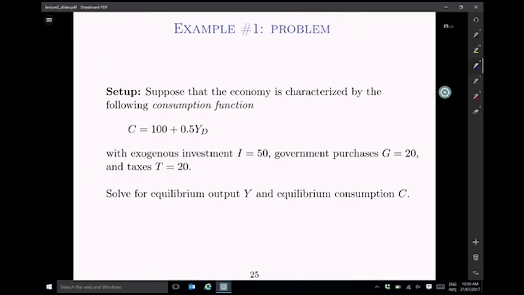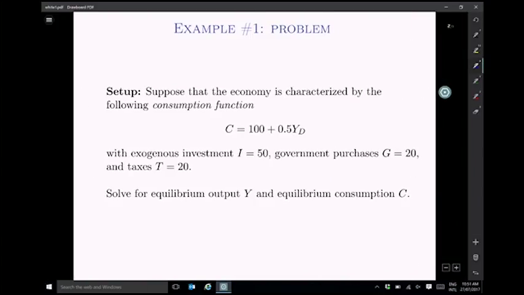And what we normally do in lecture 2 is that I want to give you one example to show you what kind of exercise we can do using the knowledge we learned this week. So today, this is the example. After learning the equilibrium in the goods market, we can ask a question like this. Suppose that the economy is characterized by the following consumption function, maybe similar to the Australian marginal propensity to consume. C1 equals 0.5 and C0 is 100. Suppose we have exogenous investment 50, government purchases 20, taxes 20. Can you solve for equilibrium output and equilibrium consumption?